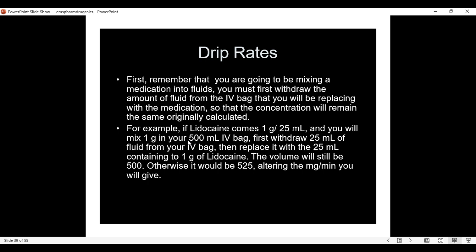We want 1 gram of the lidocaine in 500 ml. We know that there's 1 gram of lidocaine in 25 ml. We're going to remove the 25 ml from the original bag, right? Get rid of it, and then inject the 25 ml with 1 gram in there, and then we'll be back to that 500 ml. If not, we'd be at 525 because we just added 25 to the 500 bag.